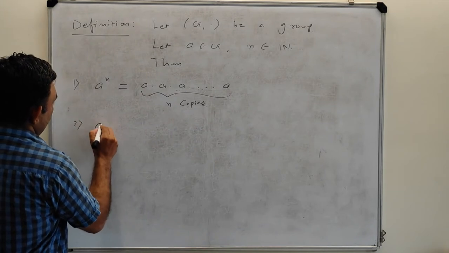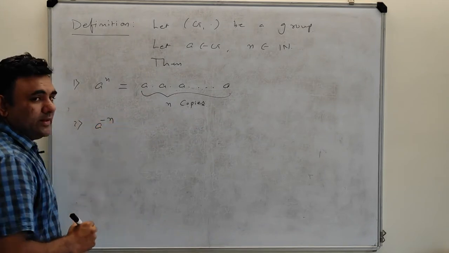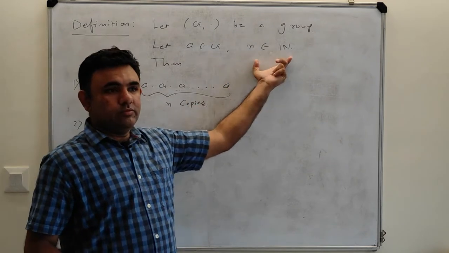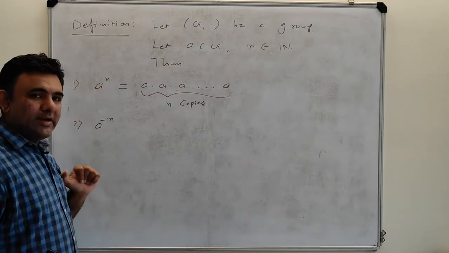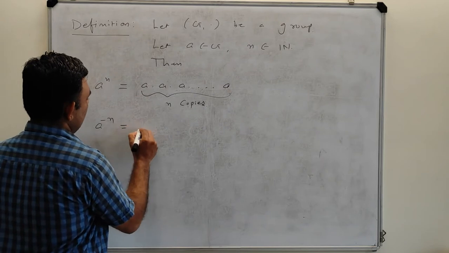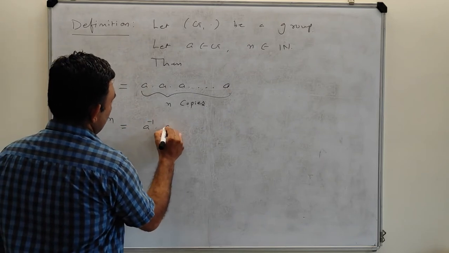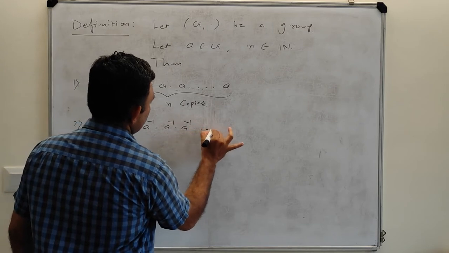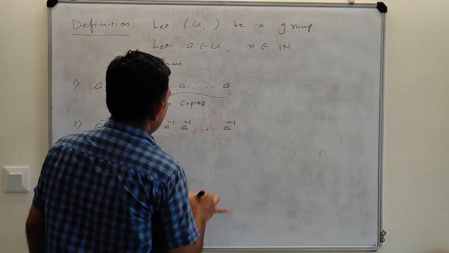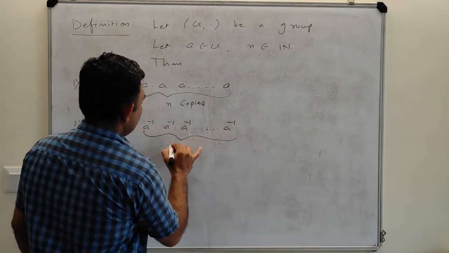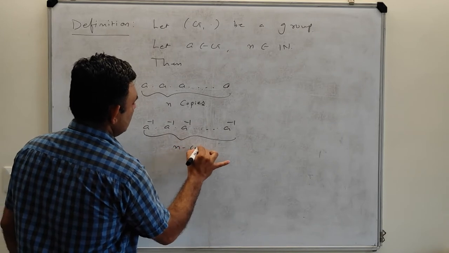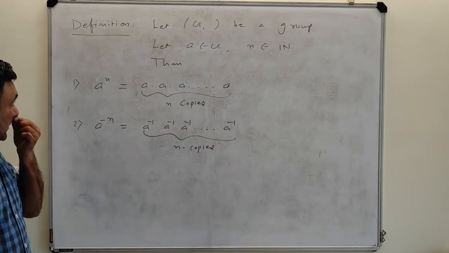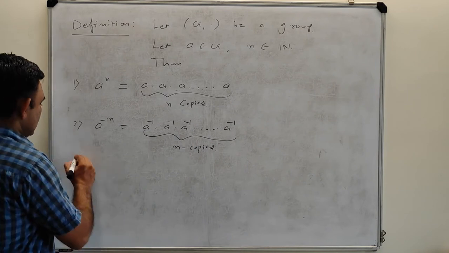Second thing, a raised to minus n. See here n is already positive, but I am considering a raised to minus n. So a raised to minus n will be a raised to minus 1 · a raised to minus 1 · a raised to minus 1, and so on, n copies or n times.